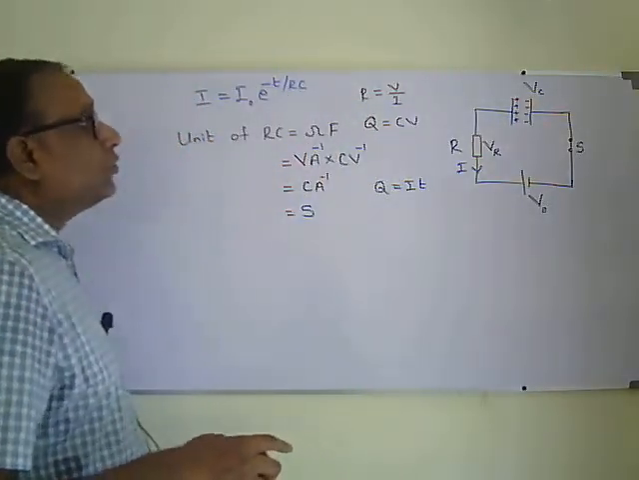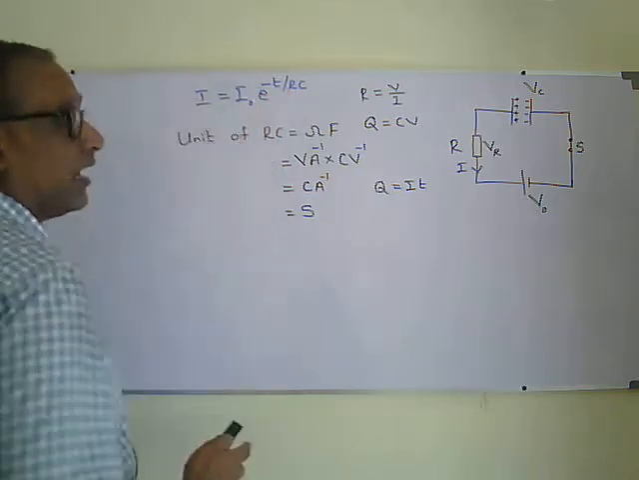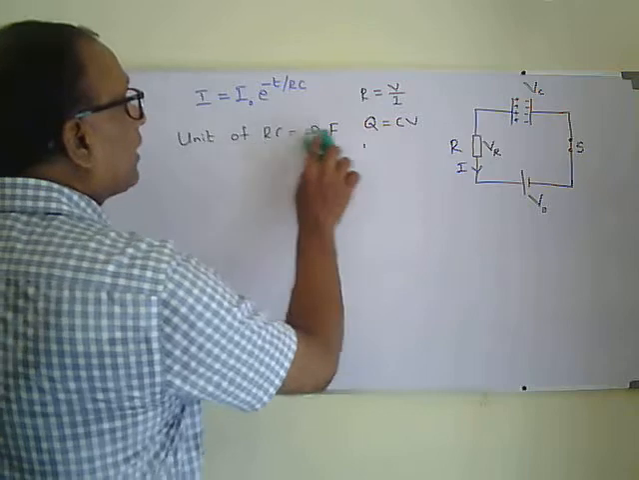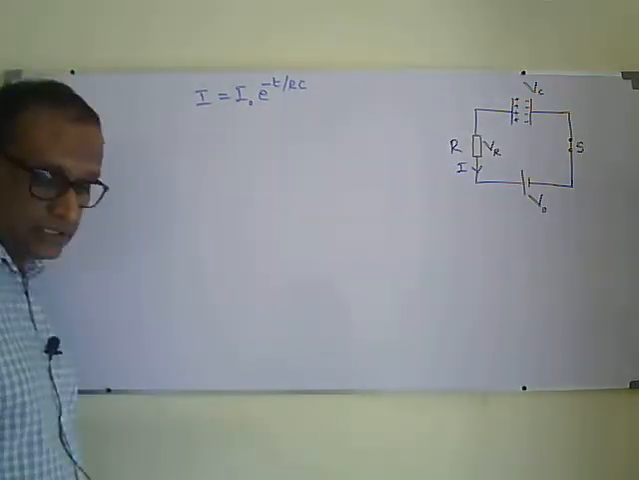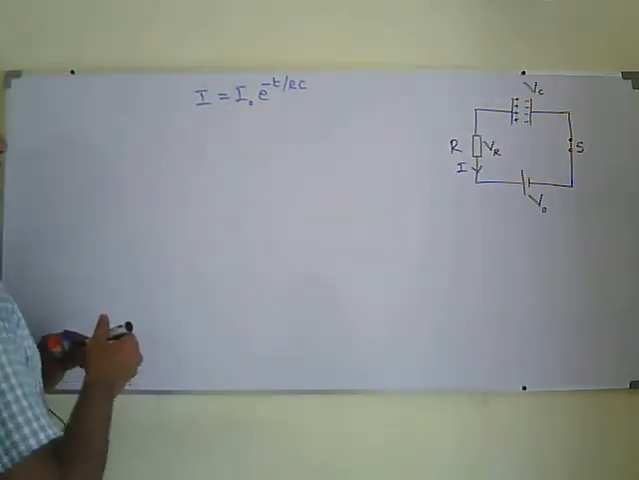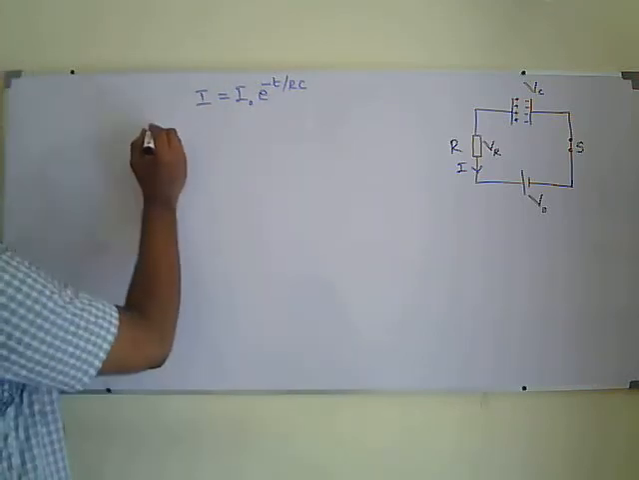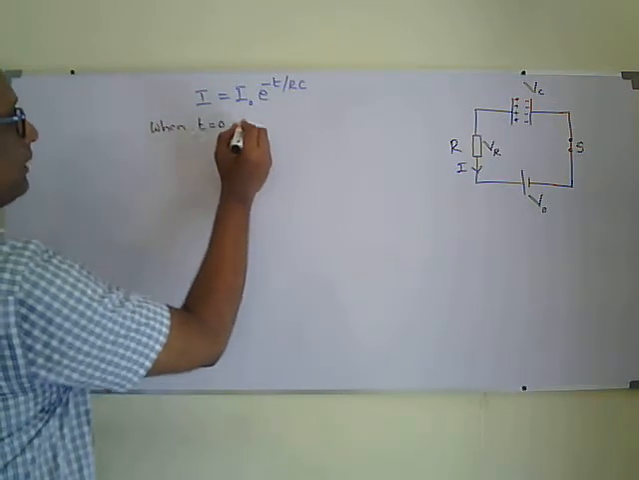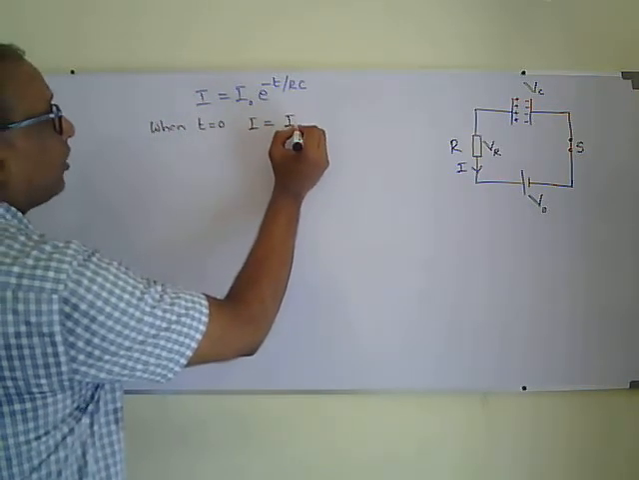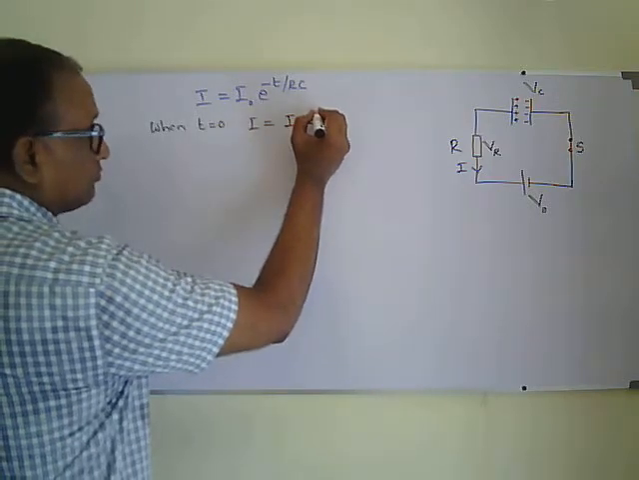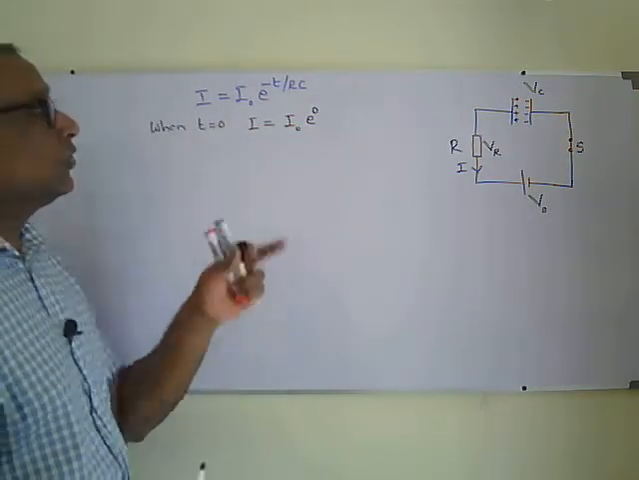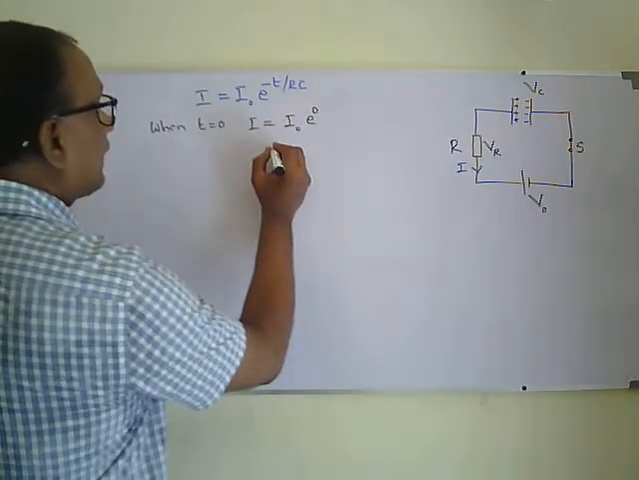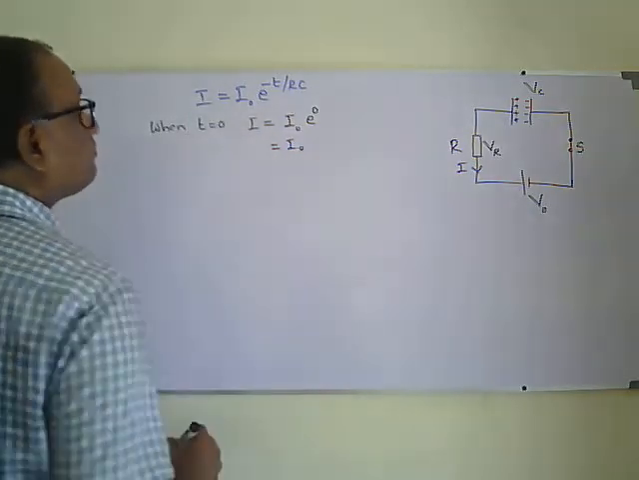Okay, so how does the current vary? What's the outcome of the time constant? How is the time constant going to decide the current flow? That also can be shown like this. Initially when t equals 0, the current flow will be I equals I naught e to the power 0 over RC. We know e to the power 0 is 1. So the initial current I will be equal to I naught.